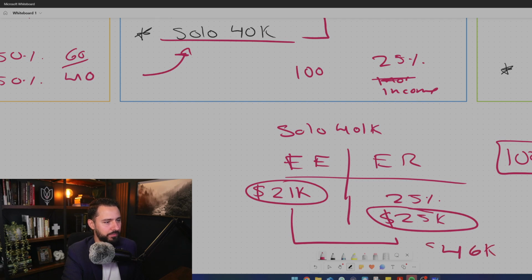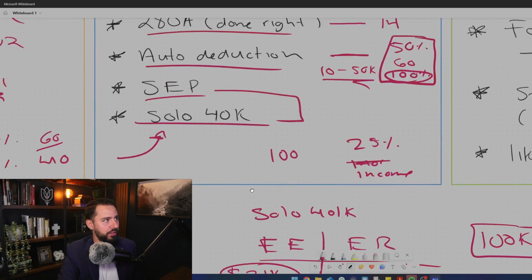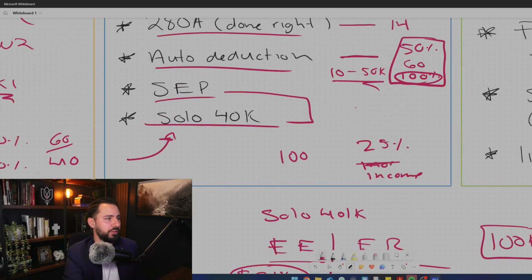46K that you can contribute, not in addition, but relative to the SEP over here, where you could only contribute, let's say, 25K, right? So anyways, in summary, the solo allows you to contribute a larger amount.